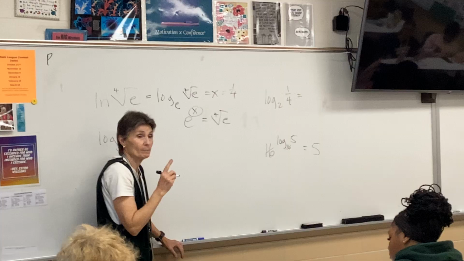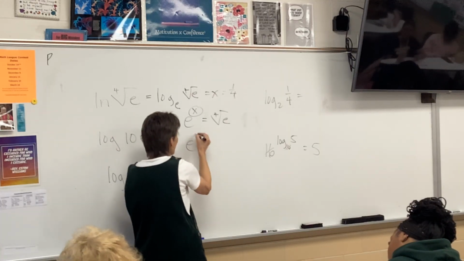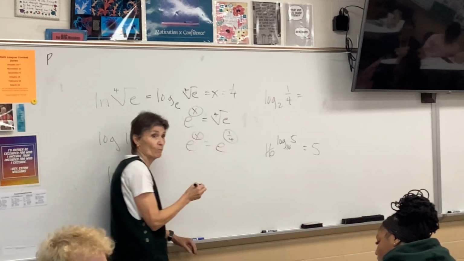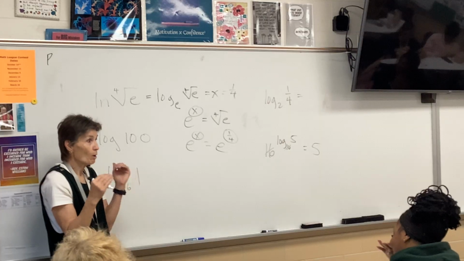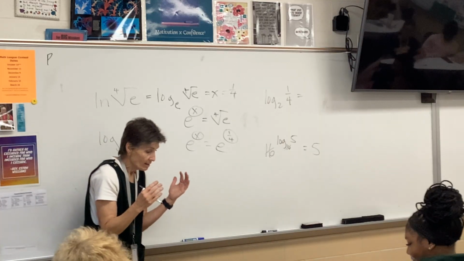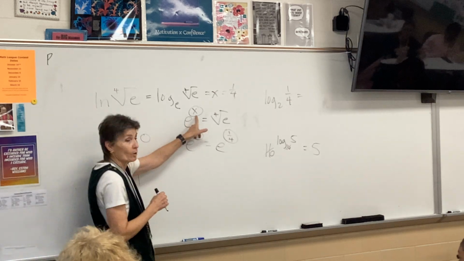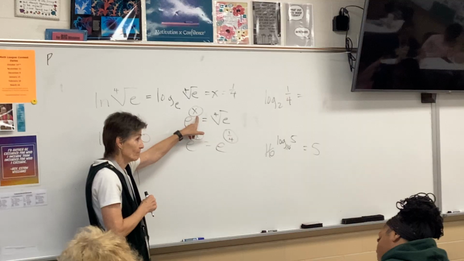The first problem. B is 2. Because this says e to the x equals e to the 1/4. So x is 1/4. There's no e in the answer. It's just 1/4, because you're looking for the exponent. The exponent is 1/4.